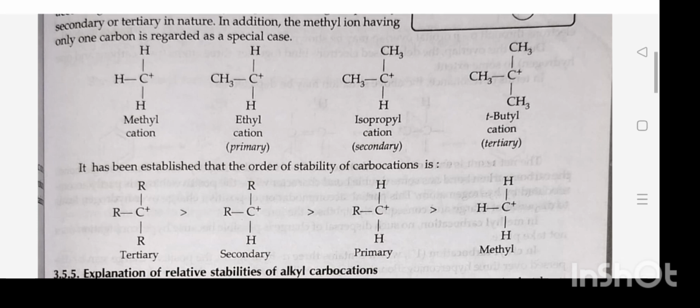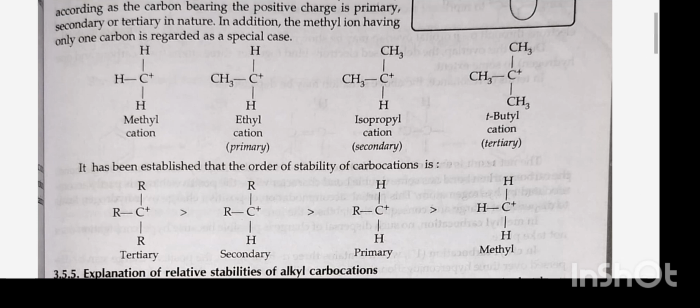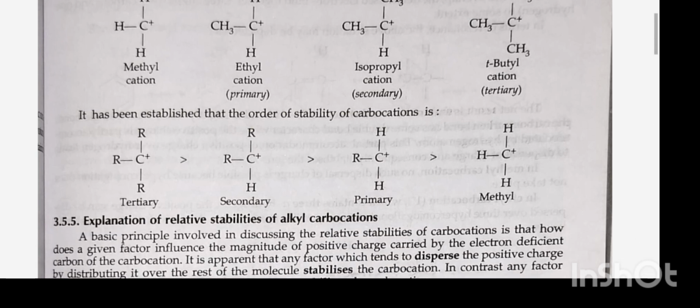Isopropyl cation, secondary. Tertiary butyl cation, tertiary. It has been established that the order of stability of a carbocation is decreasing in order: tertiary, secondary, primary, methyl.